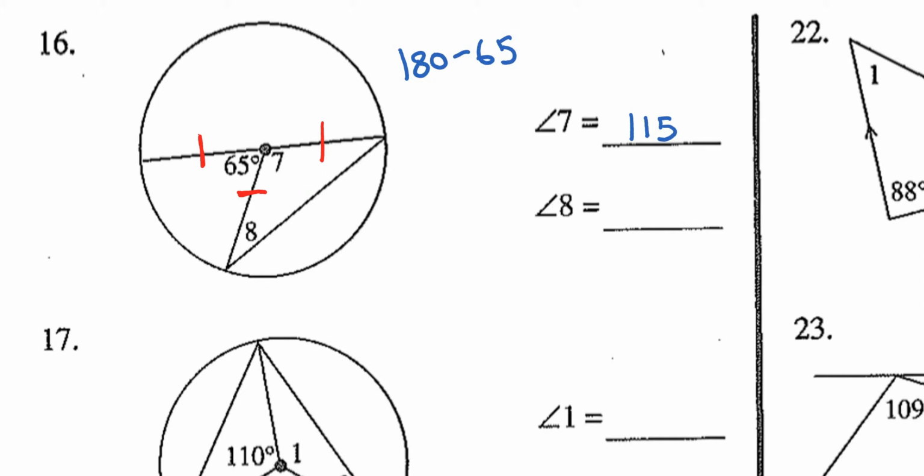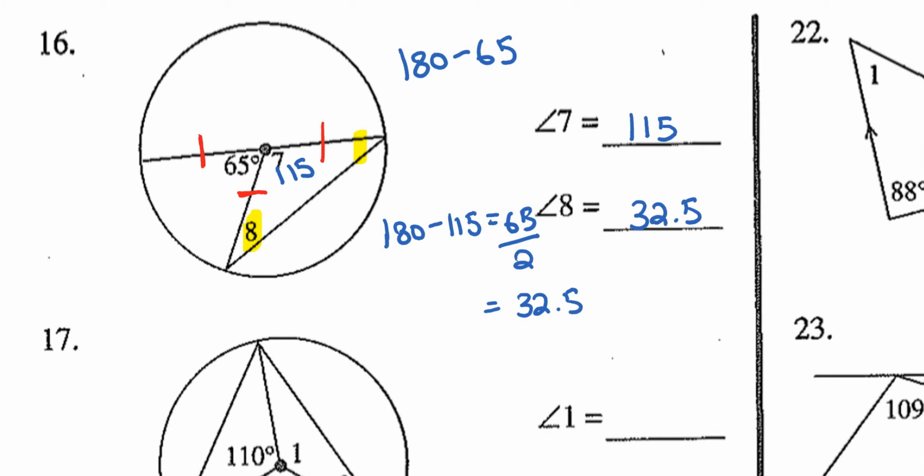Sorry, this is not written well. So 115 degrees, and in order to find the two corner angles, we have an isosceles triangle, so now I can do 180 minus 115 degrees, and that's going to be 65, and then I can take 65 and divide it by 2, and that should give me 32.5, so 32.5 degrees for my corner angles.